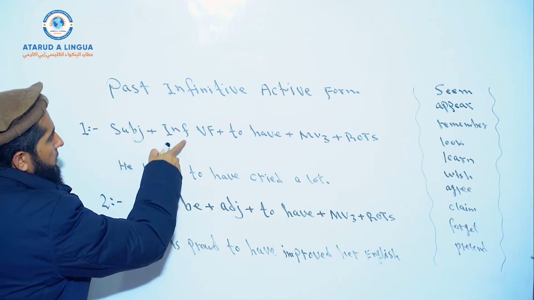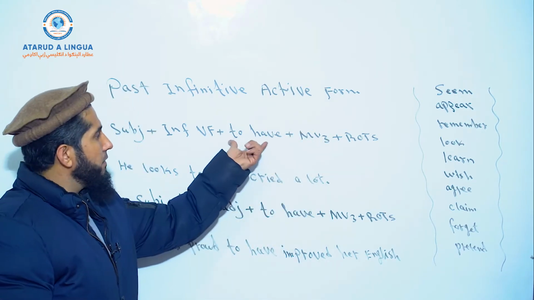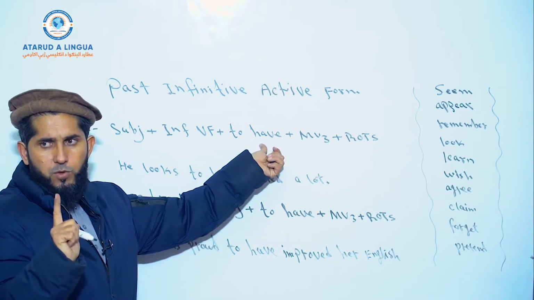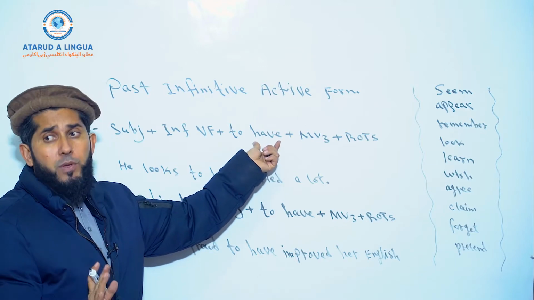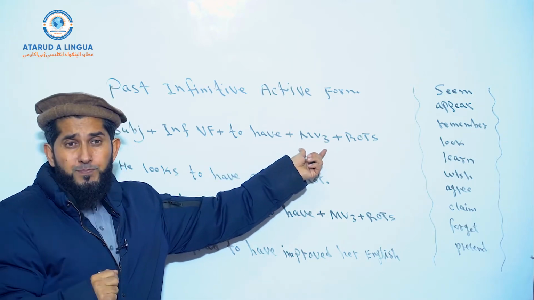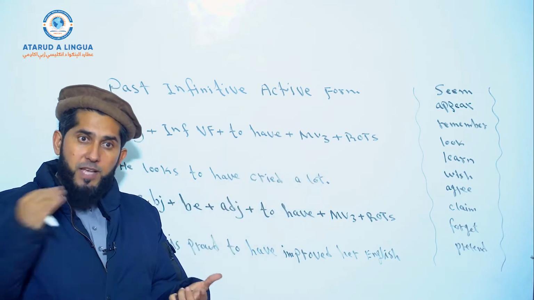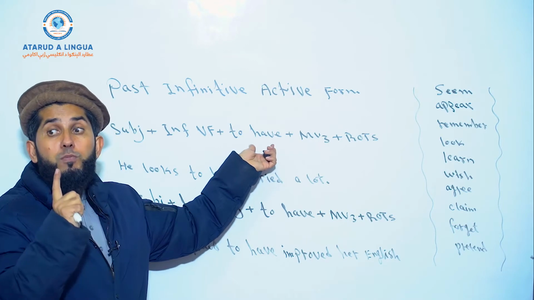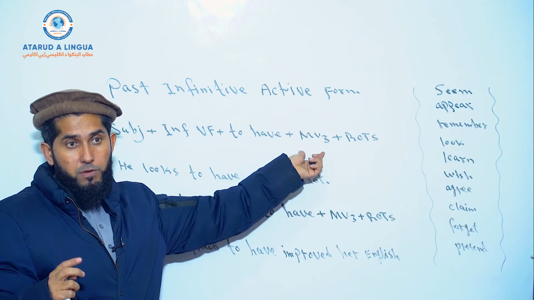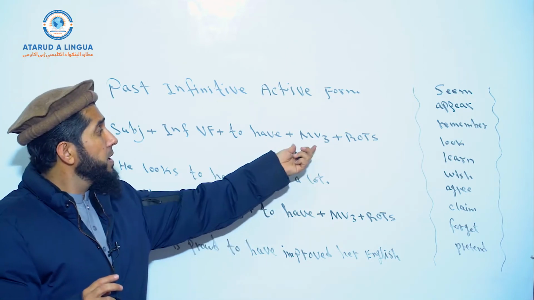So subject, infinitive verb form, to have, main verb third form, rest of the sentence. To have here is used as an auxiliary verb. So to plus base form, have. Have is the base form, right? But it is used as a helping or auxiliary verb. Why? Because think about it. When you want to use the third form of a verb and the sentence is active, passive, okay? Present perfect, past perfect, future perfect, you need have, has, had, and then the past participle or third form of the verb. So here, have is used as an auxiliary or helping verb, and then the main verb in third form and the rest of the sentence.